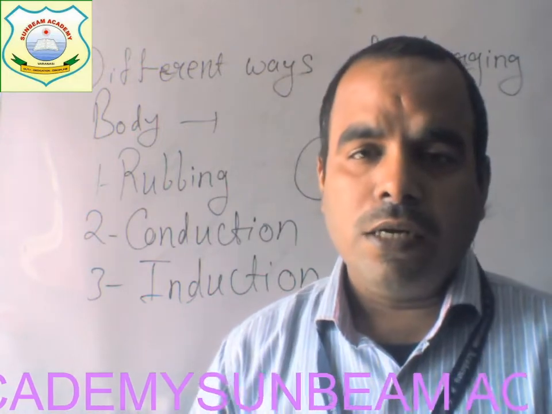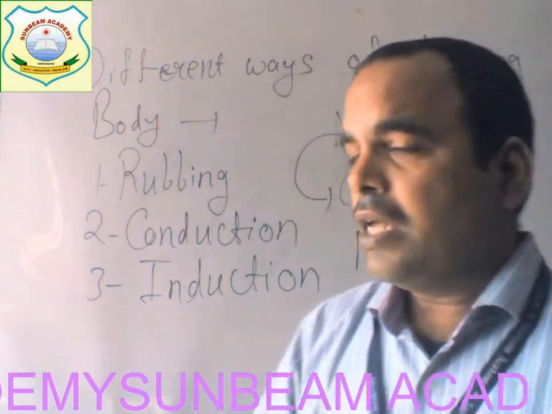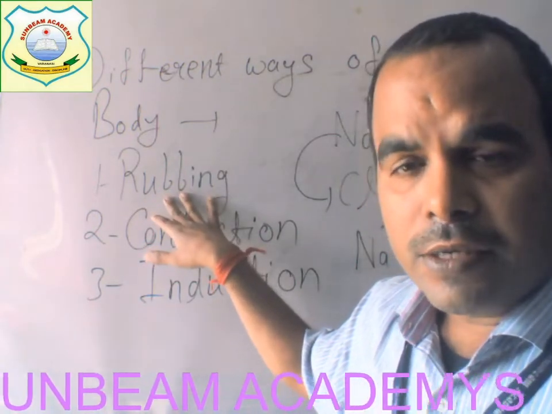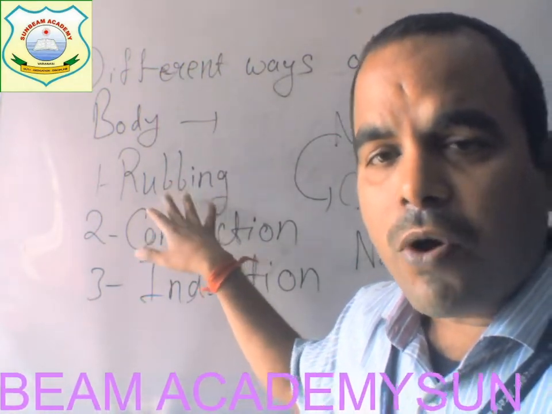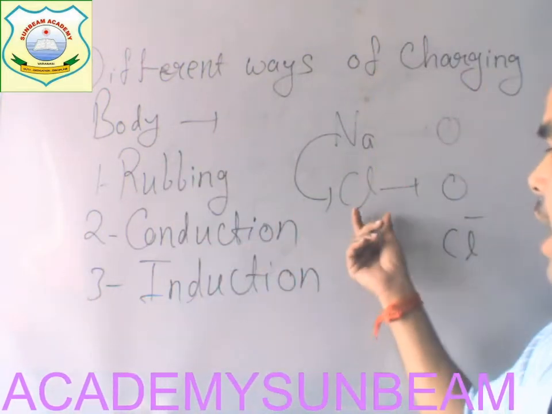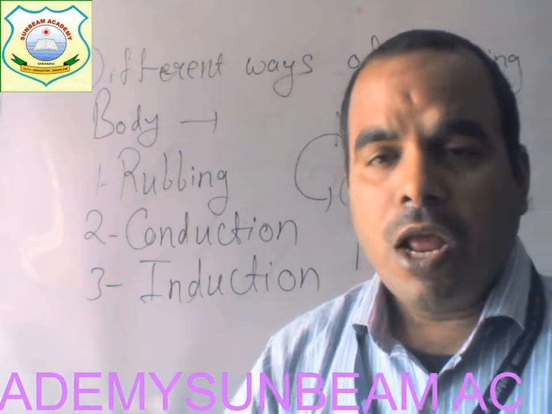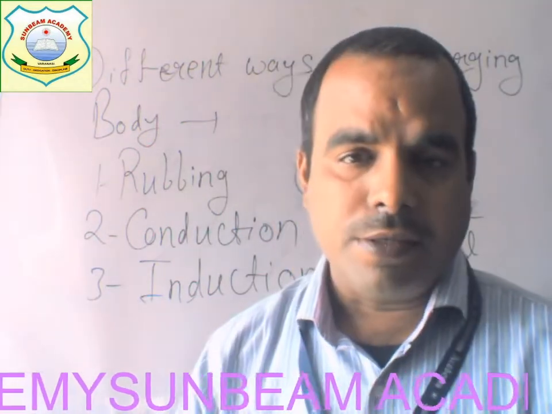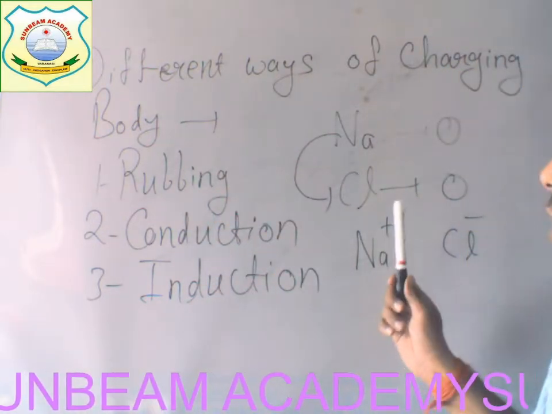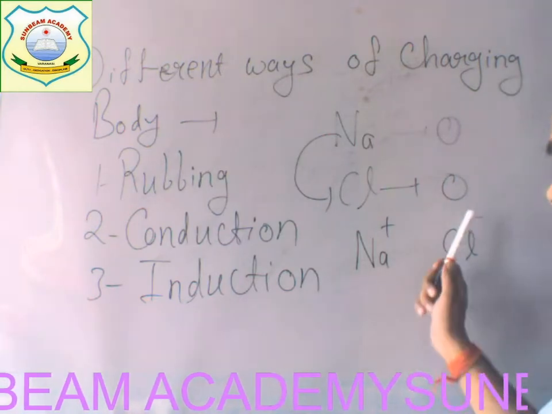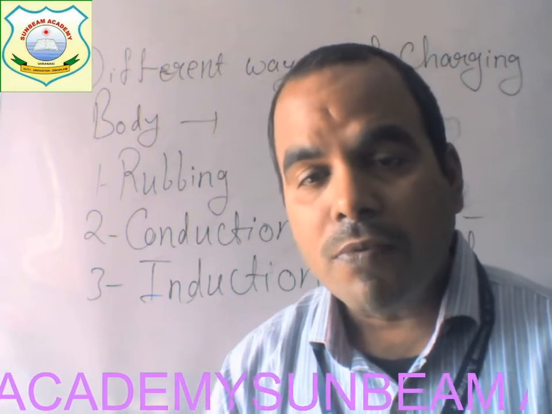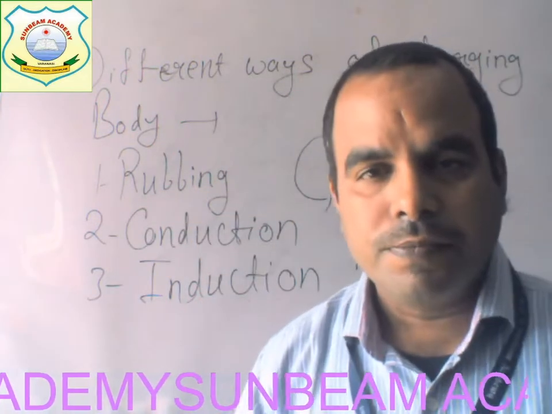You know about that. What I am revising is just one point, with the help of rubbing. Before rubbing, the sodium has 0 charge, and the chlorine has 0 charge. What happened after the rubbing? We saw that after rubbing the sodium has a positive charge and the chlorine has a negative charge, meaning they are charged by the rubbing process.